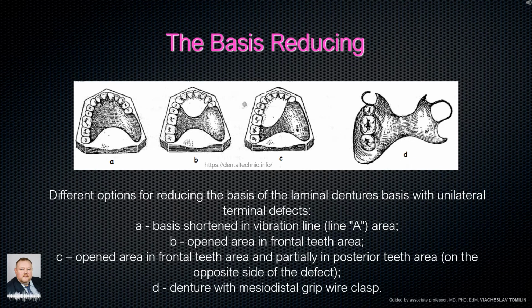Different options for reducing the base of laminar dentures with unilateral terminal defects. A. Base shortened in the vibration line, line A, area. B. Opened area in the frontal teeth area. C. Opened area in the frontal teeth area and partially in the posterior teeth area, on the opposite side of the defect. D. Denture with mesiodistal grip wire clasp.